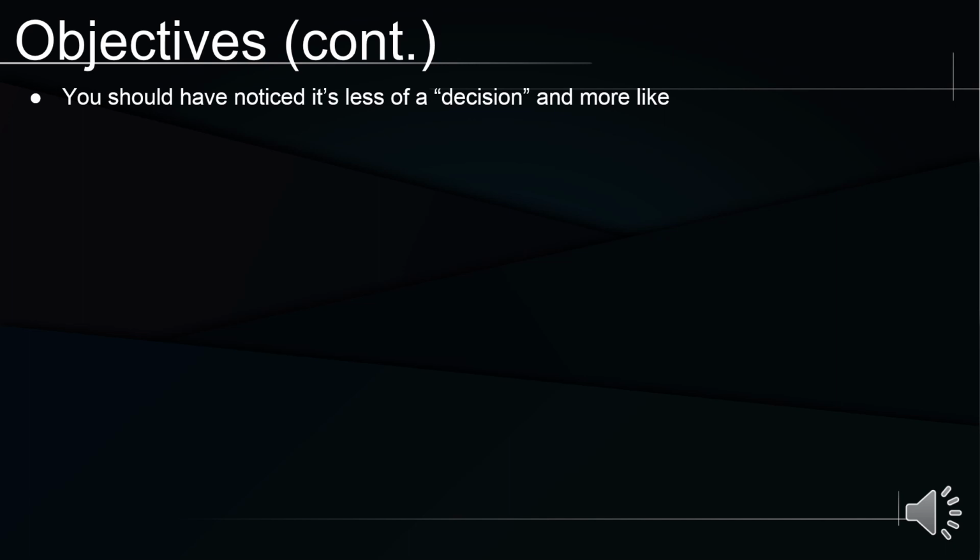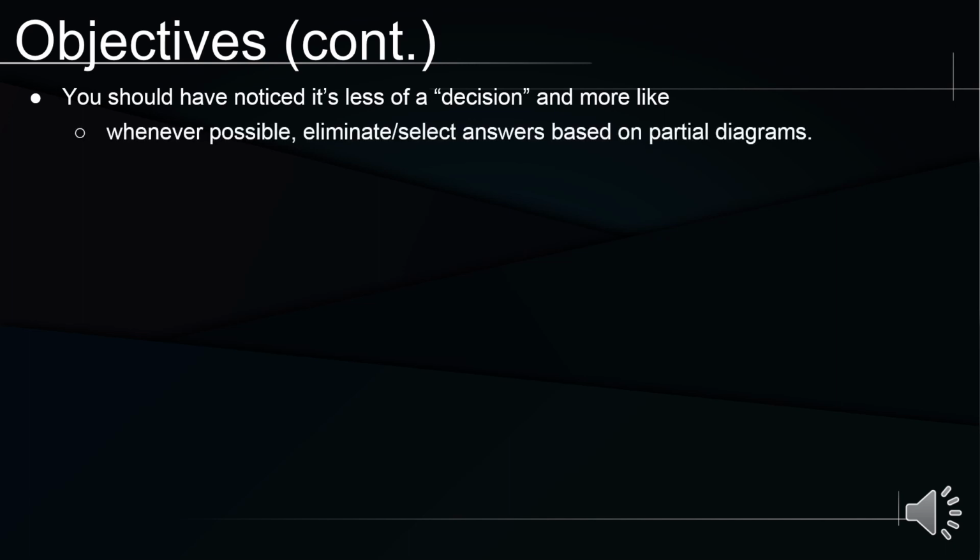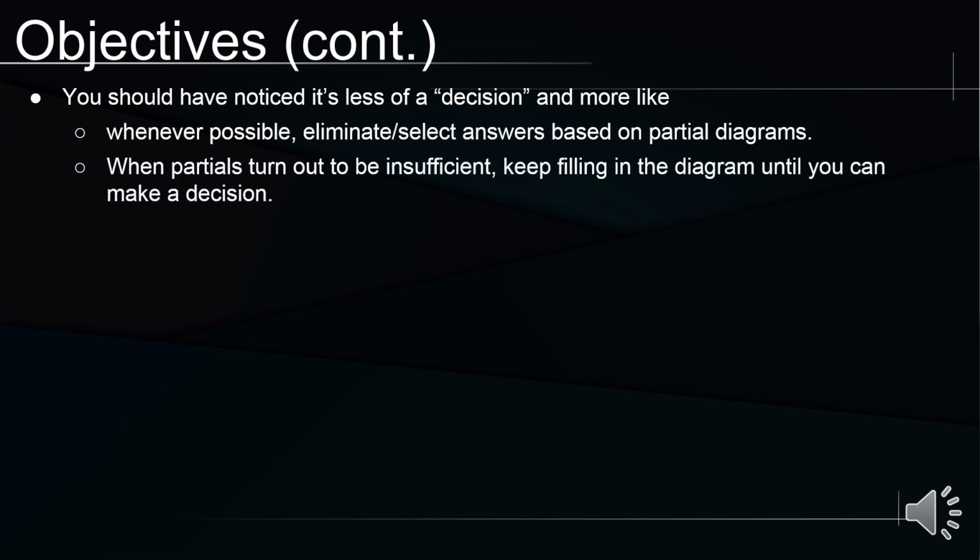So you should have noticed from the previous slide that it's less of a decision and more like, whenever possible, eliminate or select answers based on partial diagrams. So yeah, mandatory consequences only, partial diagrams, see if that's enough, because you don't want to do any more work than is necessary for this section. When partial diagrams turn out to be insufficient, keep filling in the diagram until you can make a decision.